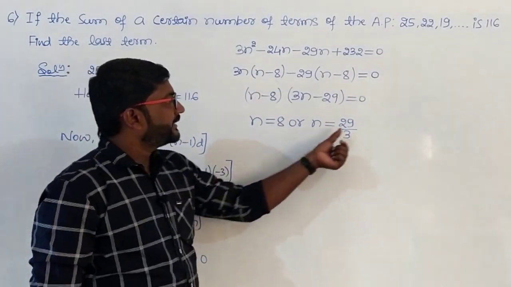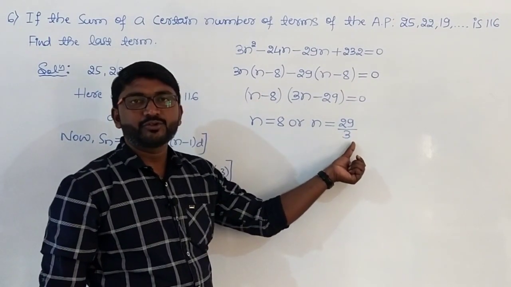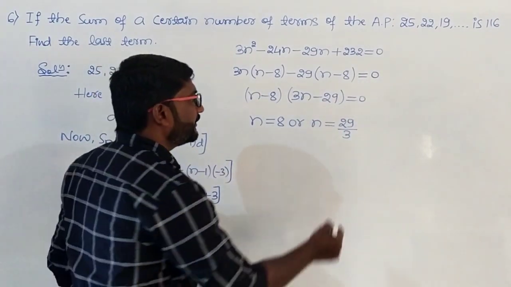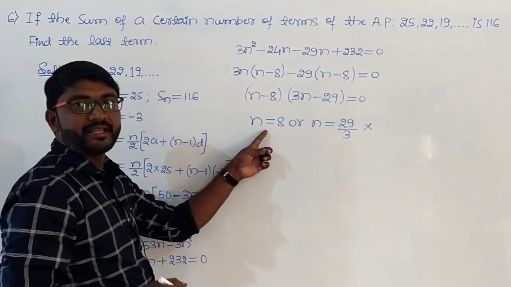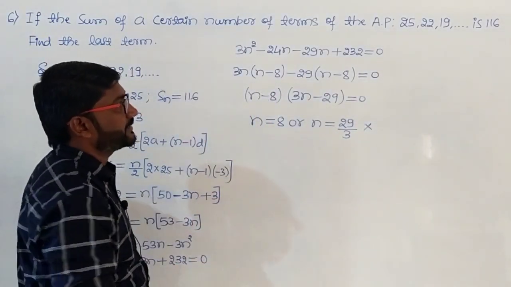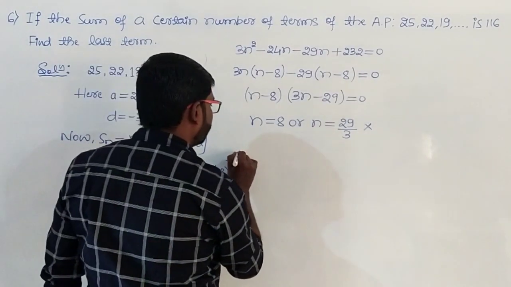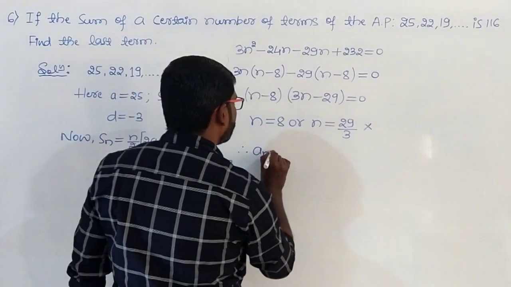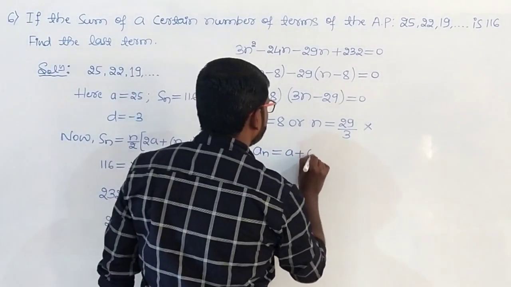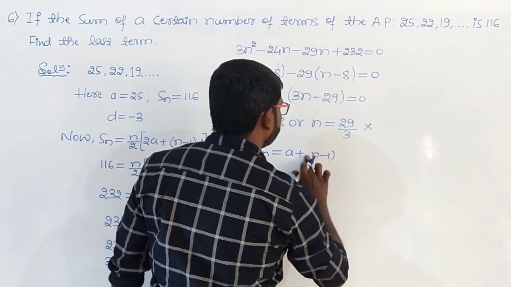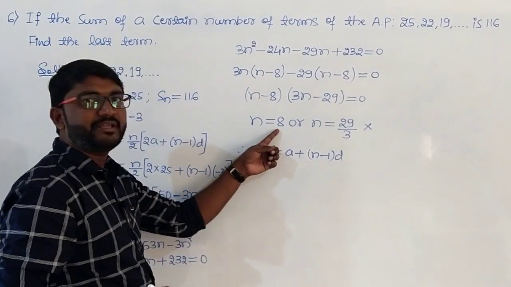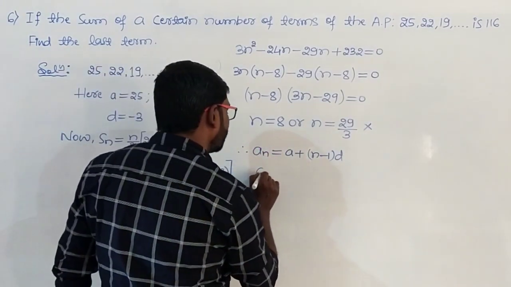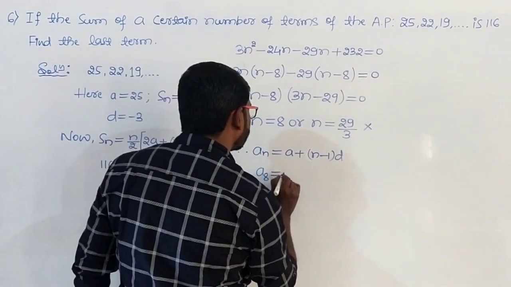But n cannot be 29 by 3. It should be a natural number. So now we are not going to consider this value. So I will be taking n as 8. So let us find the last term, that is an. Therefore an, which is equals to a plus n minus 1 into d. What is n here? N is going to be 8. That means the last term will be a8. It is the 8th term.